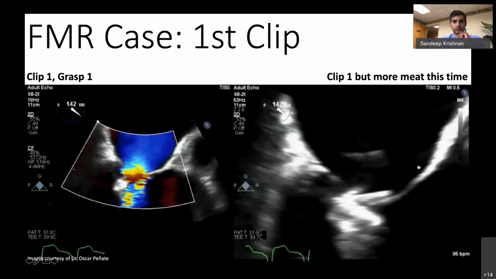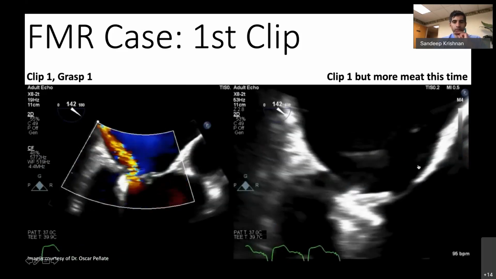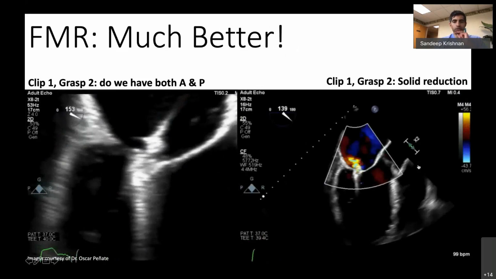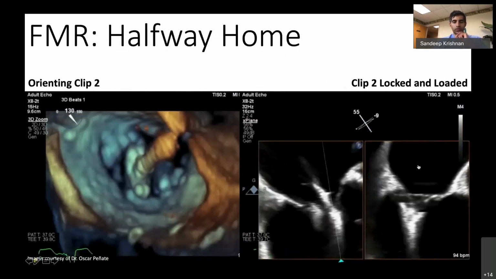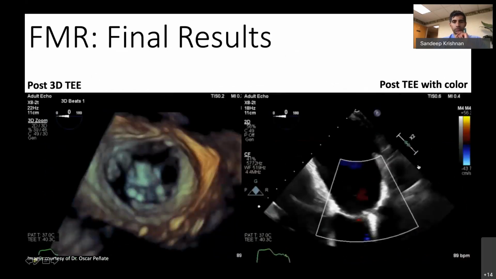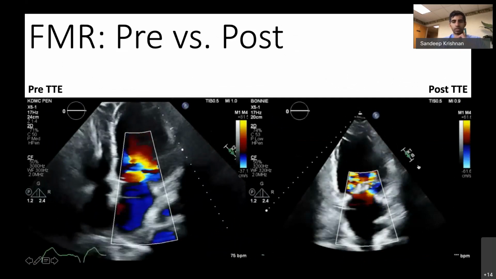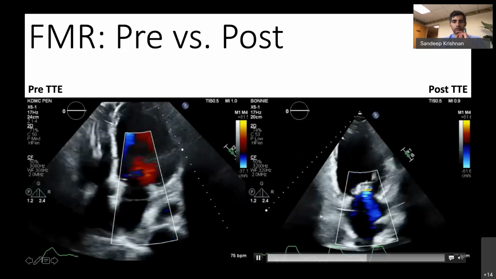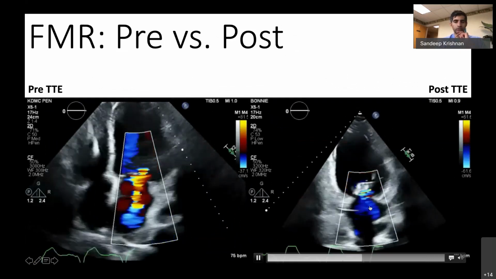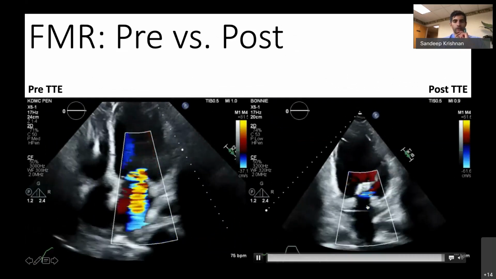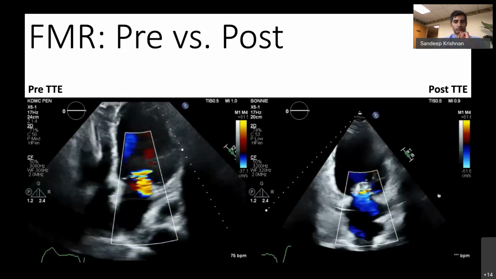These usually require more than 1 clip. So we ended up placing a couple of clips, and we move them around depending on where we want to go on the valve, where the pathology is and where the leak is. We ended up putting in 2 clips. And so this is the pre and post-op TTE. These are never going to look perfect. These patients are always going to have some degree of mitral regurgitation left. It's very rare for them to look like the last guy. But this is a fairly good result.